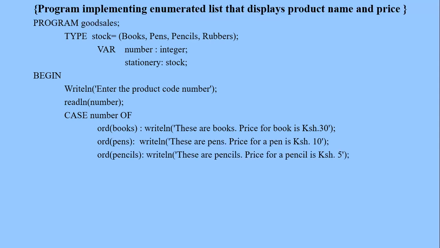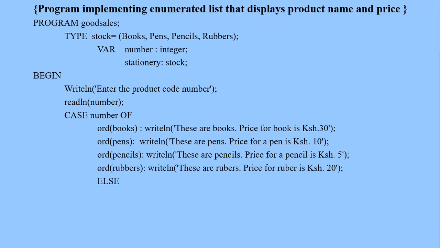If the value entered is the same as the value returned by the function for pencils, display the message, these are pencils, and the price for a pencil is Kenya shillings 5. If the value entered is equal to the value returned by the function for rubbers, then display the message, these are rubbers. The price for rubber is Kenya shillings 20.